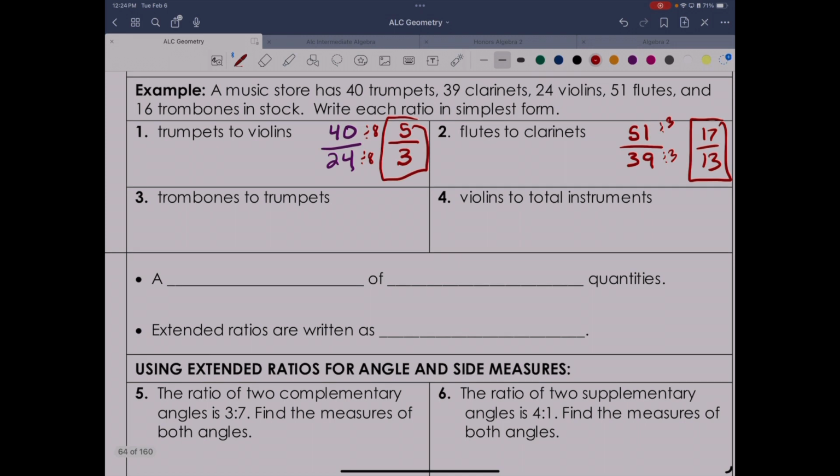Why don't you go ahead and write the simplified ratios for 3 and 4. Trumpets to trombones and violins to total instruments. I'll add the total instruments up for you, so you have that number by the time you get to it. There's 170 total instruments.